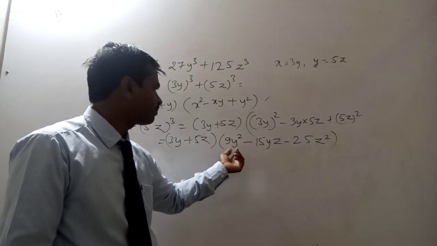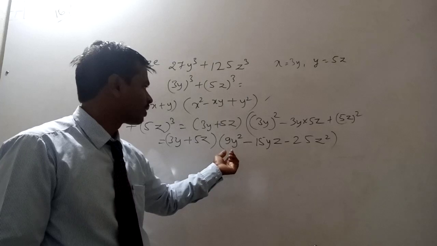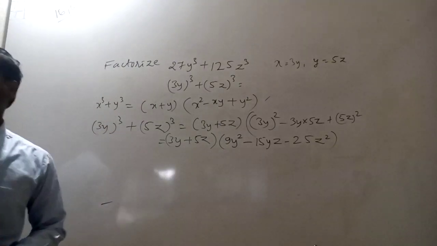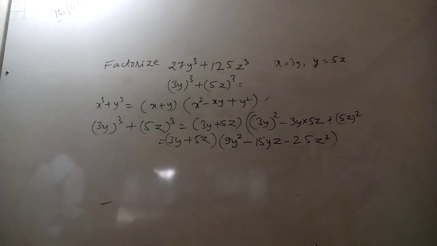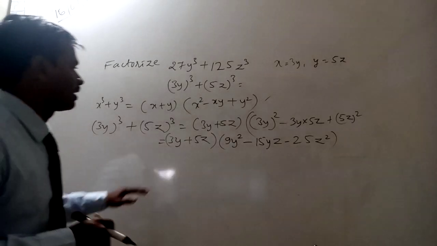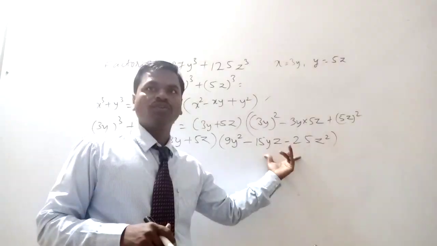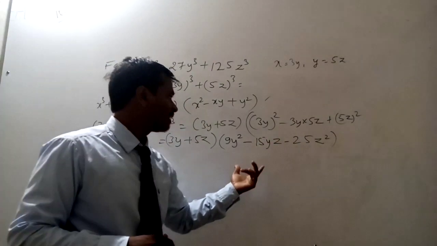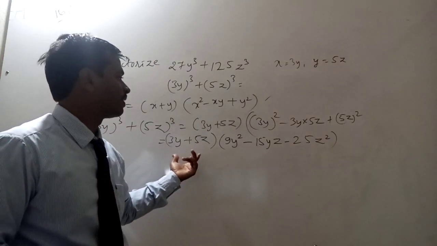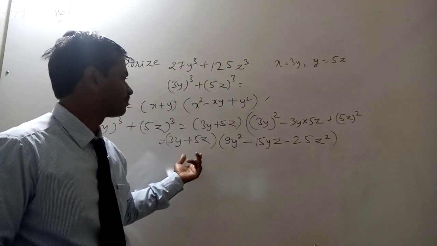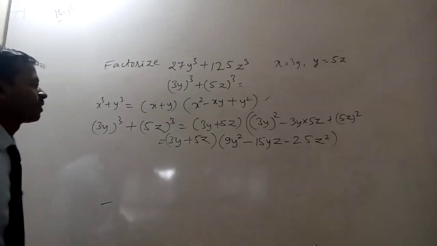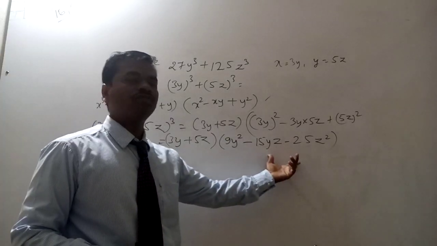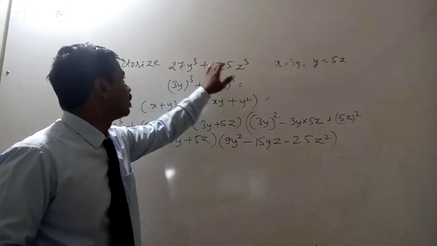Now, we can simplify this one. We can split the middle term here. What is middle term? So, we have to check whether that is in the standard form or not. You can stop it here or you can continue. These two are the factors. If you want to simplify, you can simplify this one further, but we can stop it here. These two are the factors of the given polynomial.